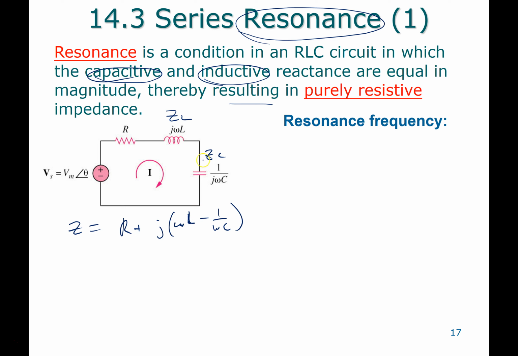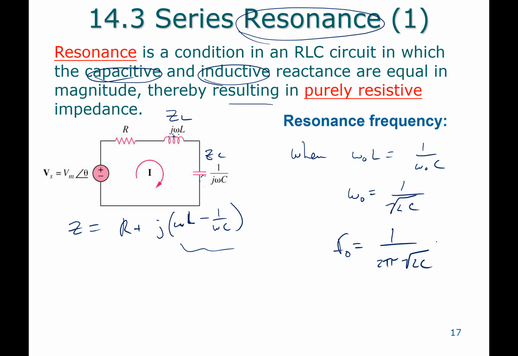You can't make these things go away, but they have a tendency of canceling each other out, because this one's positive and that one's negative. What happens if you choose an ω0 such that ω0 L equals 1 over ω0 C? You'll find this familiar value: ω0 equals 1 over the square root of LC, which is that same ω0 we found for the step response, or f0 equals 1 over 2π times the square root of LC.